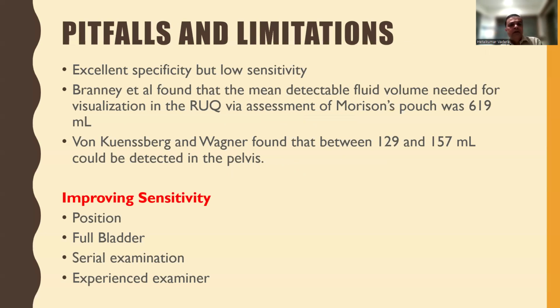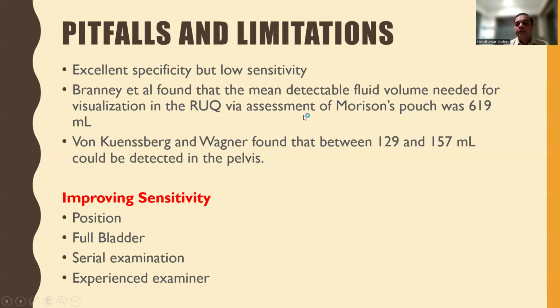But there are some pitfalls and limitations. It has excellent specificity but low sensitivity. So if you get fluid, the positive predictive value is excellent, like up to 95 to 100%, but it has low sensitivity. So if you don't find fluid, it doesn't mean that there is no hemoperitoneum, because you require 500 to 600 ml of fluid inside the peritoneal cavity for a positive right upper quadrant view. So you have to go for serial examination.